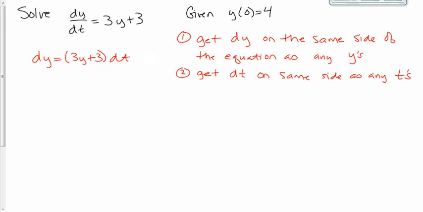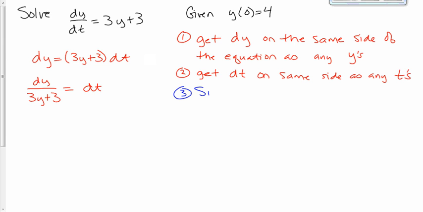Now, I can't divide by my dy, I can't divide by my dt. I need those to be sort of in the top of any fractions that I would have. So I'm going to have dy divided by 3y plus 3 is equal to dt. And again, all I did was divide both sides by 3y plus 3. Now, at this point, I would try and simplify anything if you can.